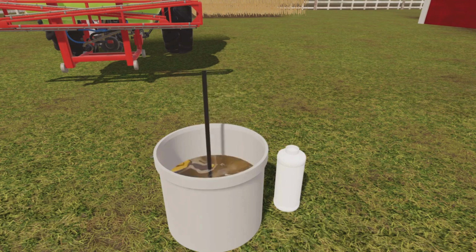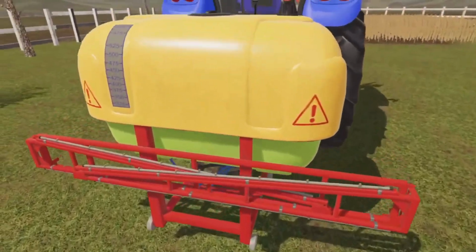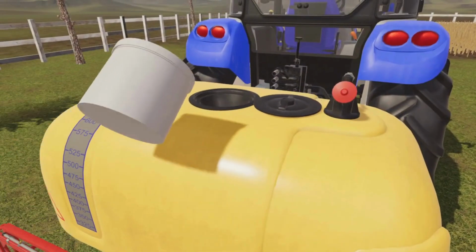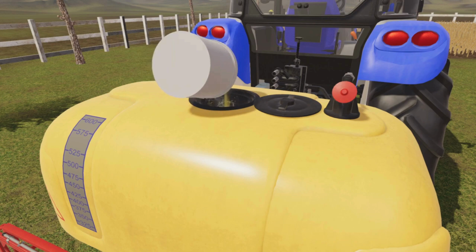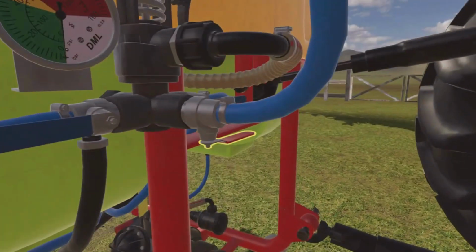Add water first, then slowly add the chemical and stir thoroughly to ensure it dissolves completely and creates a homogeneous mixture. Open the tank cap and slowly pour the mixture into the sprayer tank, using the cap strainer to filter the liquid if necessary. Operating the sprayer's agitator during this process helps ensure the chemical is evenly distributed.